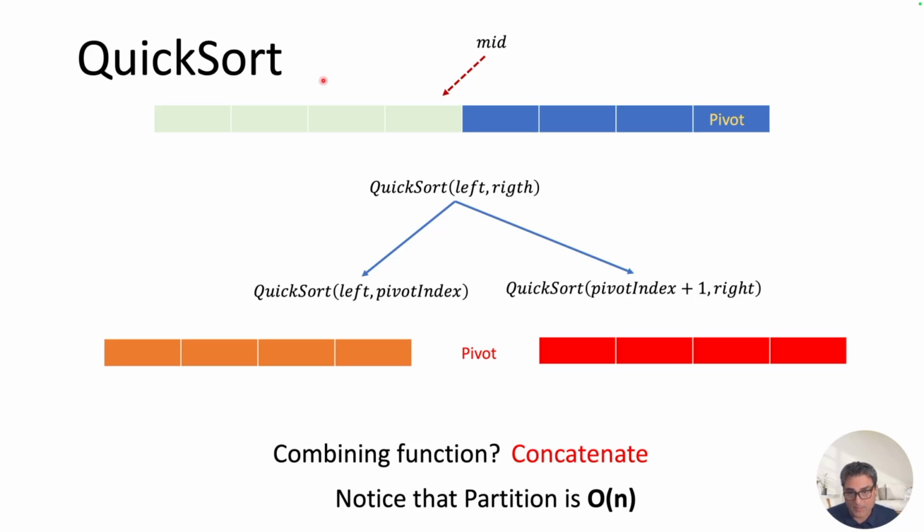The interesting point about quicksort is that breaking the problem into subproblems, basically finding the left subarray and the right subarray, is not O of 1, unlike other functions that we saw in the past, but it is O of n. It takes O of n operations to find the right index of the pivot and put all the values that are smaller on the left and all the values that are greater on the right.